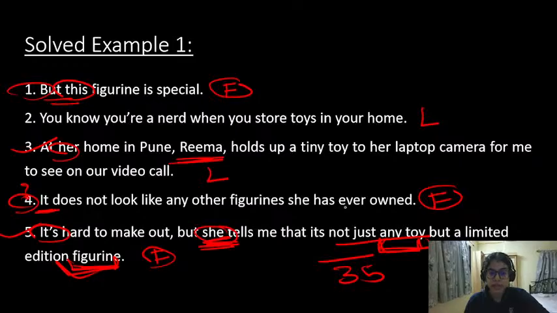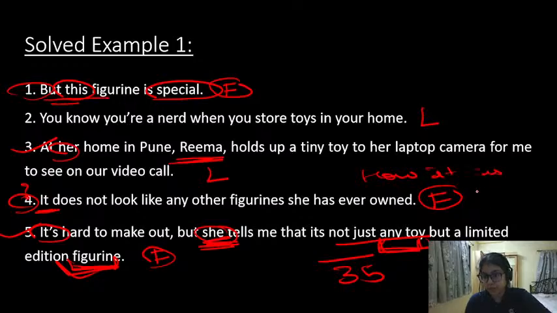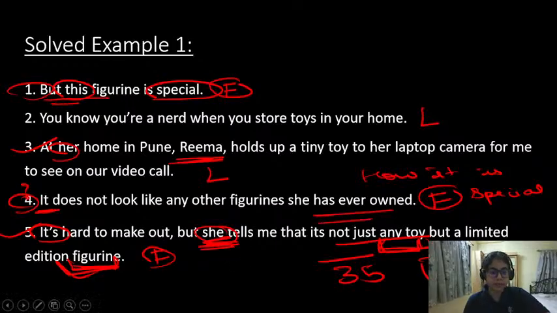"It does not look like any other figurines she has ever owned." One says, "But this figurine is special." I can clearly see this one says it is special. The fourth one explains how it is special. Okay, so obviously it should be 1 and then 4. Right? One says, "But this figurine is special." "It does not look like any other figurines she has ever owned." 1 and 4, a pair.